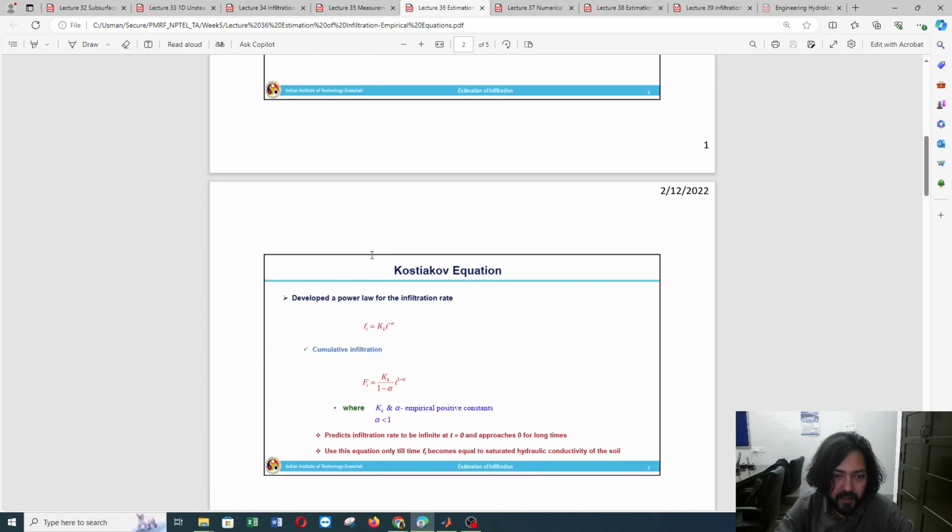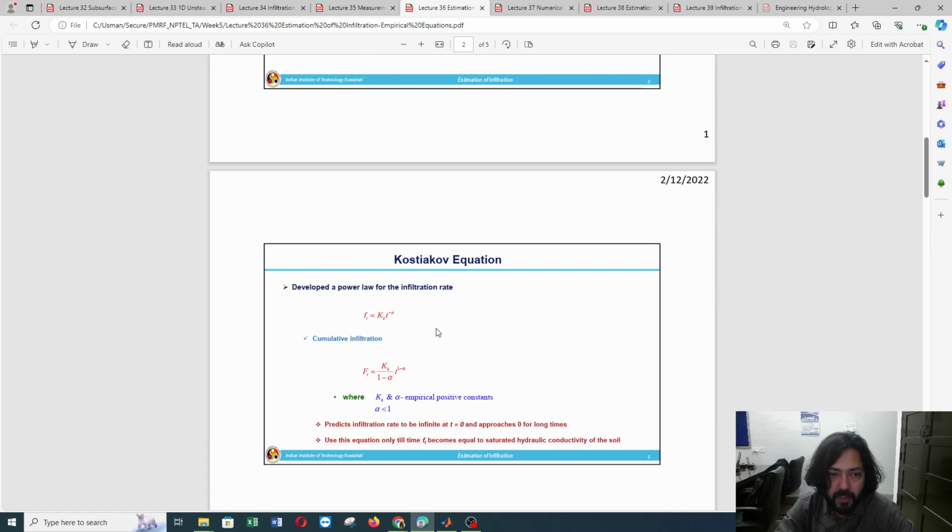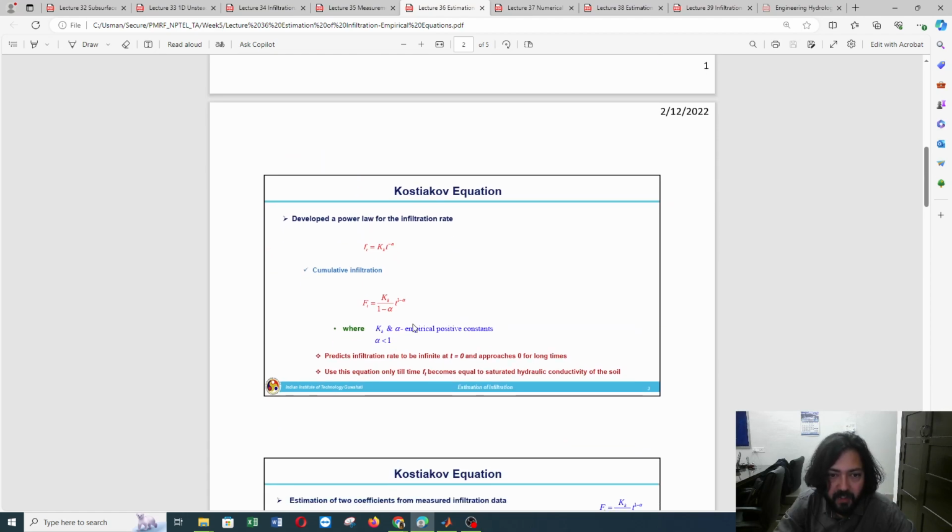Now let us see the first equation, which is Kostiakov's equation. The Kostiakov equation will give us both the things. It will give us the infiltration rate. So infiltration rate is given by this equation: f(t) equals k times t raised to the power of minus alpha. And if we take the integral of this, we'll get the cumulative infiltration. So capital F of t is nothing but the cumulative infiltration, and we got this equation by simply taking the integration of small f of t.